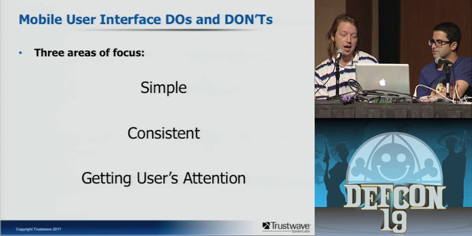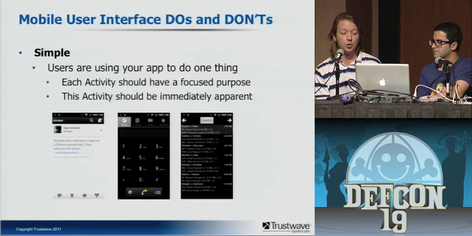So when you're making an app, you want to be simple, consistent, and get the user's attention because you want them to use your app. They open up your app to do one thing at a time, and really one thing only. So each screen should be focused on one purpose and just do one thing, and it should be obvious what you're doing. Sometimes you're going to be reading a tweet or making a phone call or looking at sports scores.